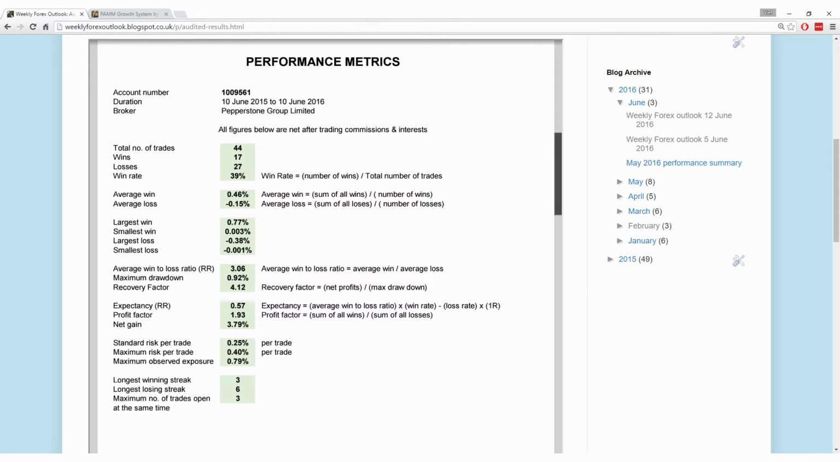I am trading with a positive expectancy, so there is no doubt that I am making money. This is expressed in units of risk. To give you some context, expectancy of 0.57 means that for every dollar I risk, I make 57 cents back.